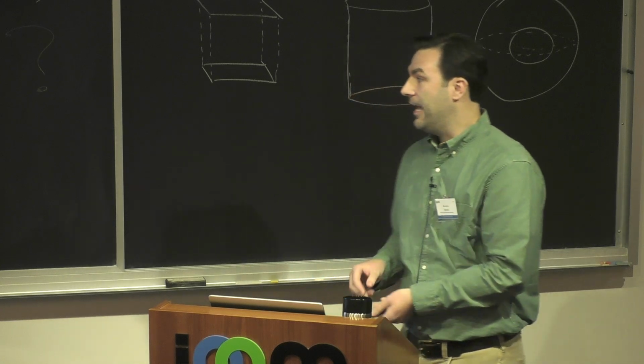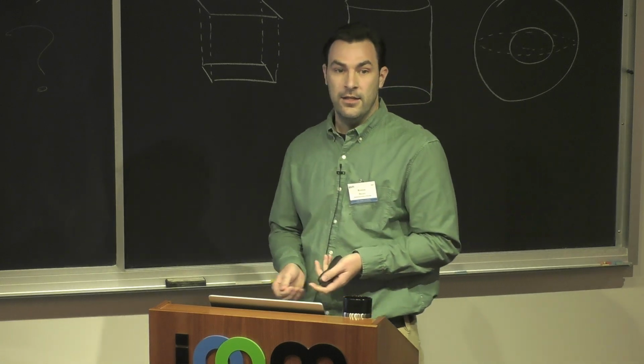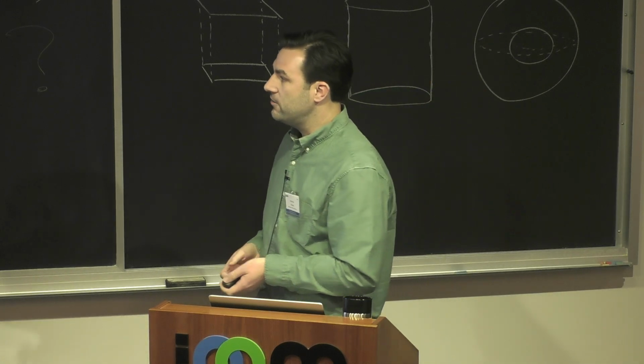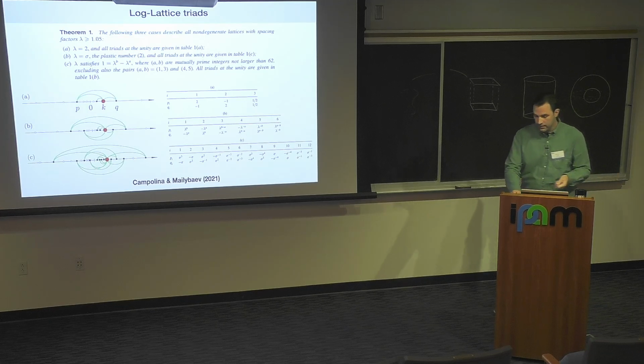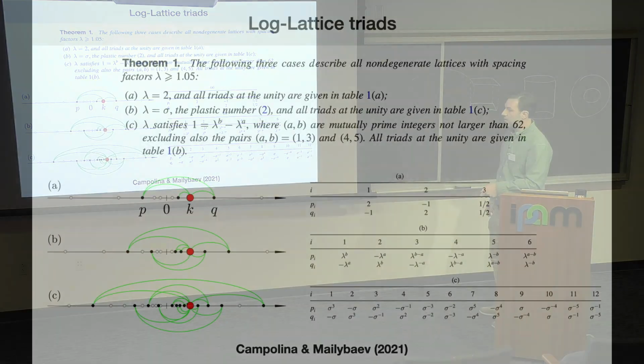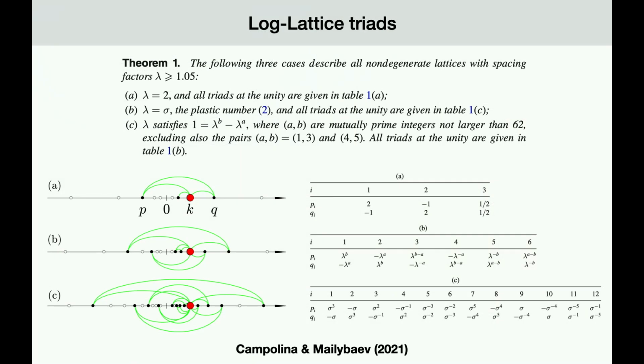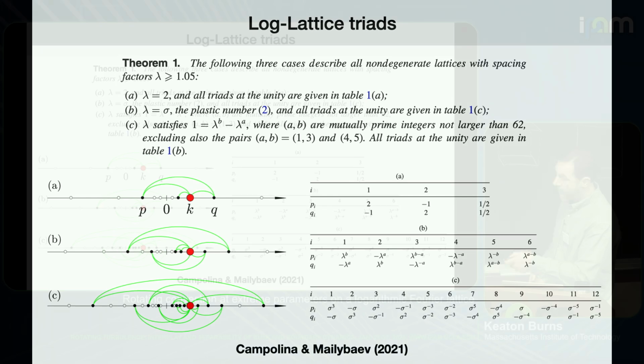Okay, and the answer to that is that it depends on this lambda. So in this log lattice, you can only have triads, that is where two different wave numbers actually add up to a third wave number in your lattice, for certain values of lambda. And this is detailed in this recent paper by Ciro Campolina, which is really a seminal paper in introducing this whole idea to the fluid dynamics community, I'd say. And he enumerated all the different cases here.